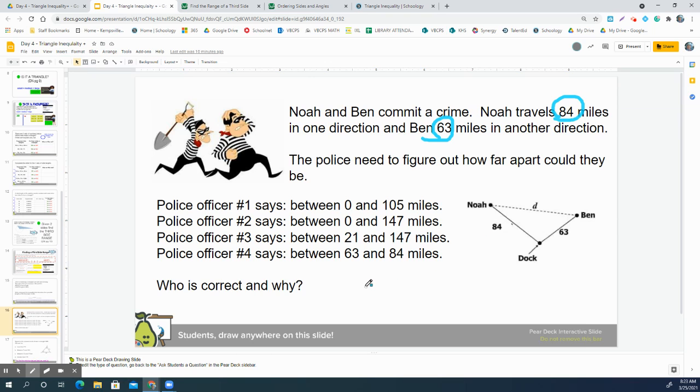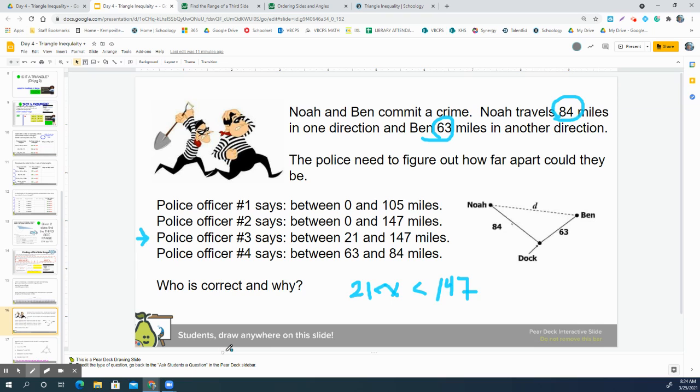Subtract them. So what's 84 minus 63? 21, absolutely. And then if they go in completely opposite directions, how far apart will they be? 147. So we want everything in the middle. They're not going to be 21 miles apart. They're not going to be 147 miles apart, but they're going to be somewhere in the middle.